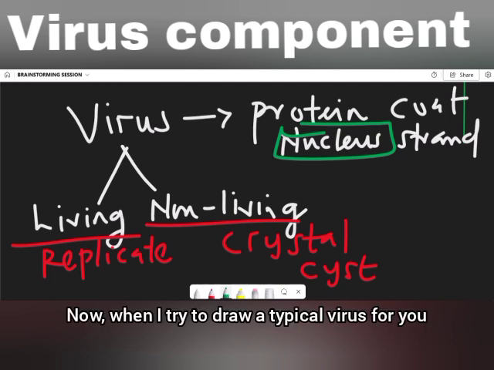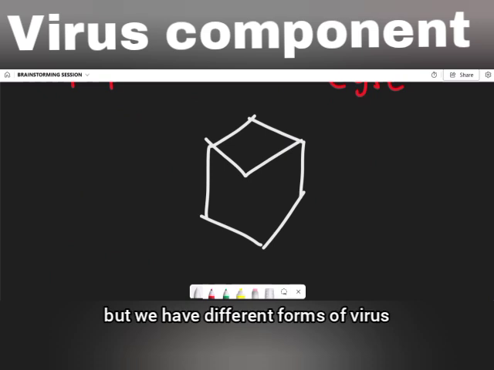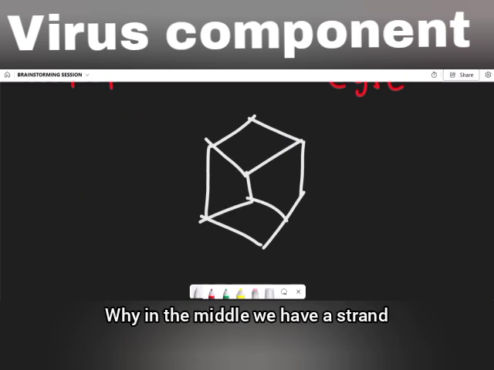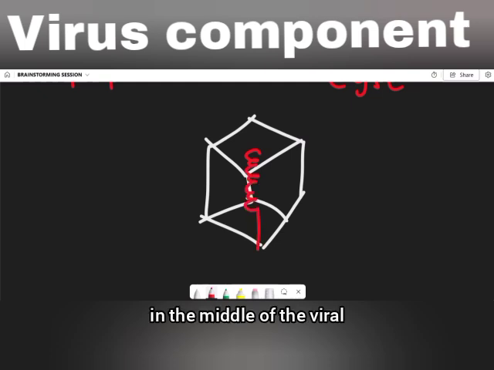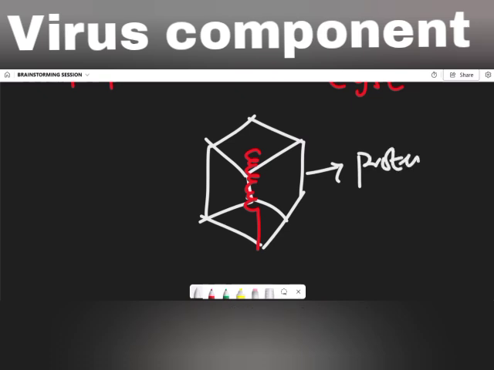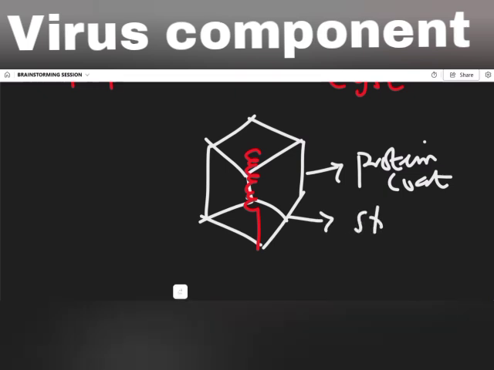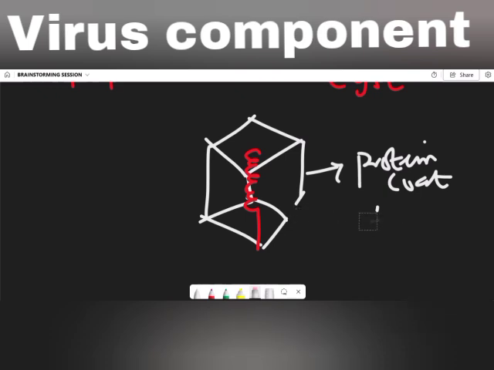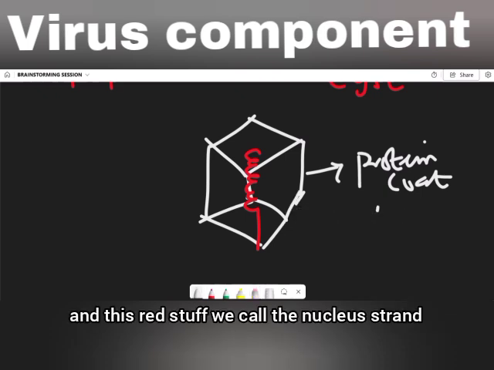Now, when I try to draw a typical virus for you, a virus is always in this kind of form, but we have different forms of virus. In the middle of the virus we have a strand. The outer part we call the protein coat, and this red stuff we call the nucleic strand.